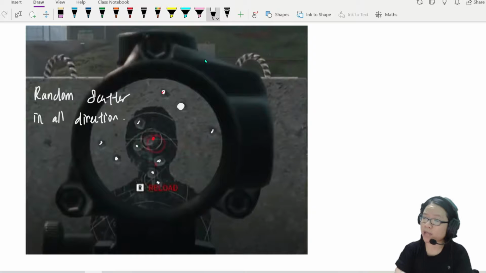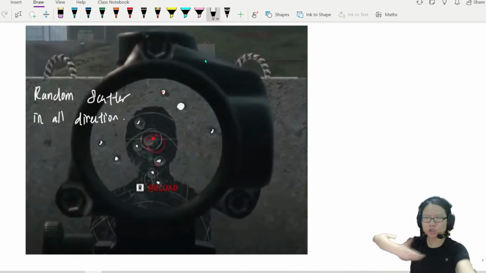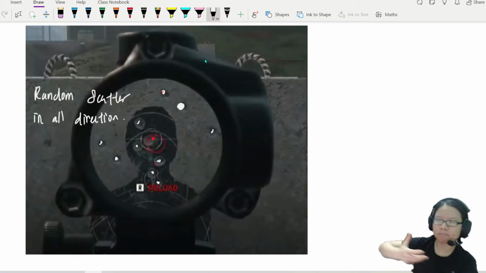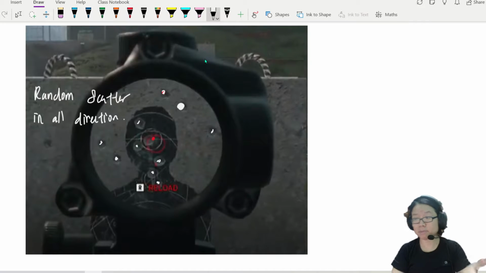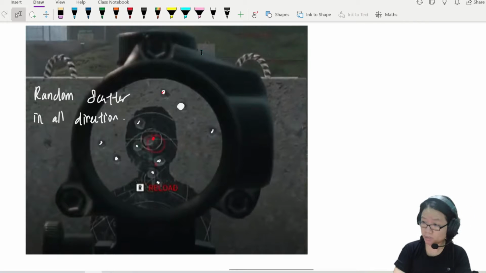So what do you think could happen to the gun that cause it to shoot in random direction? It could be because the player's hand is not steady, he didn't hold the gun properly. Sure. Maybe the gun is not designed properly. Could be. Okay, so we're going to troubleshoot in this video.